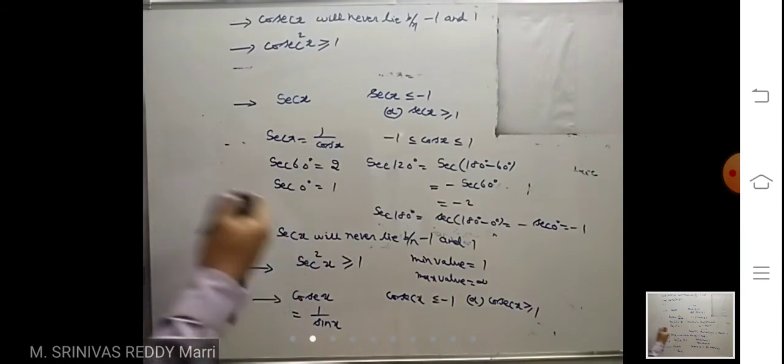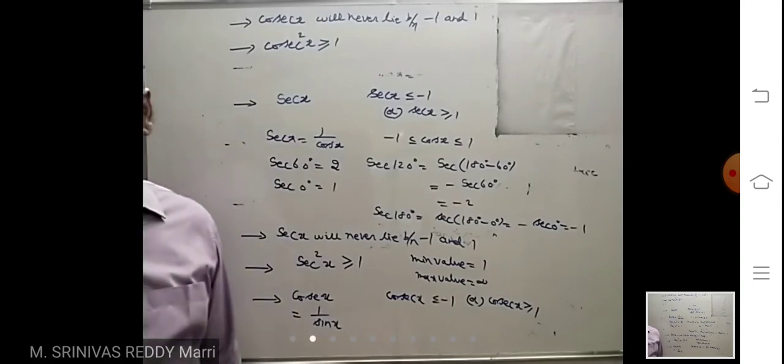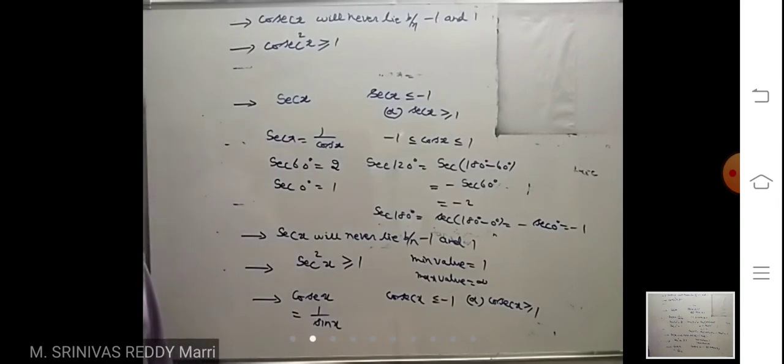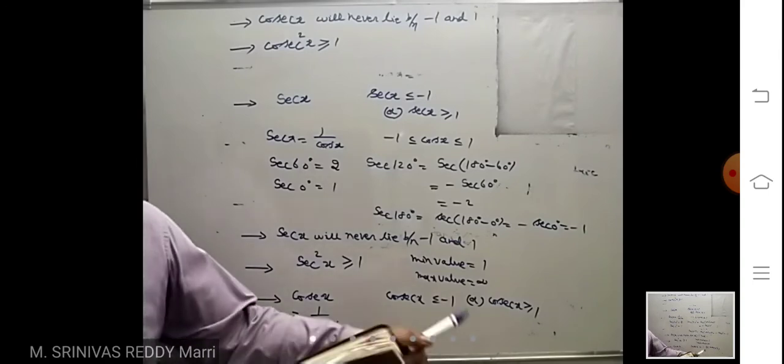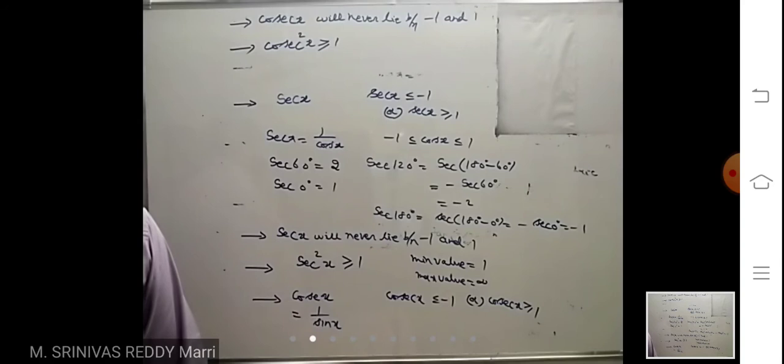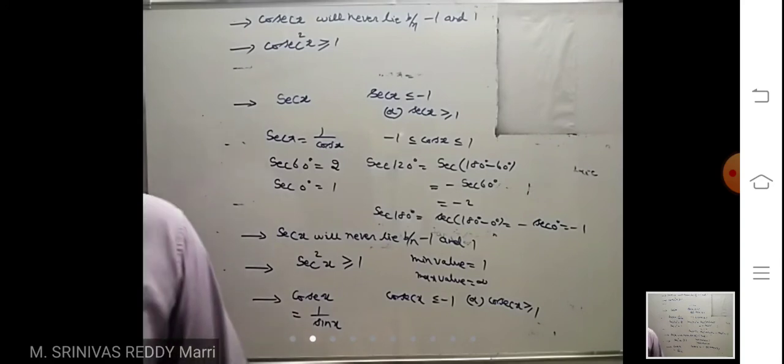Just remember minimum values and maximum values. In the functions chapter, you will again get this in detail. There I will explain in detail. For the time being, just know that sin x lies between minus 1 and 1. Cos x lies between minus 1 and 1 as well. Don't go in depth, not necessary here.